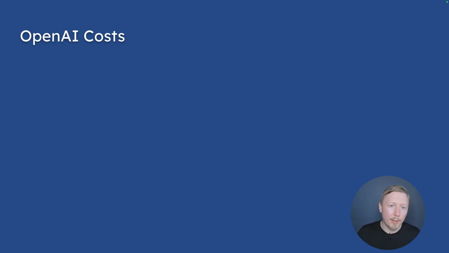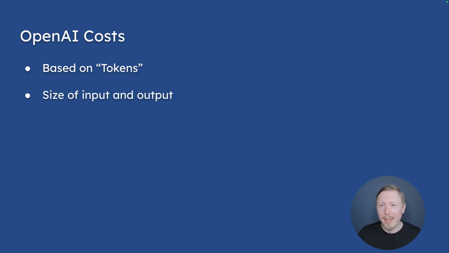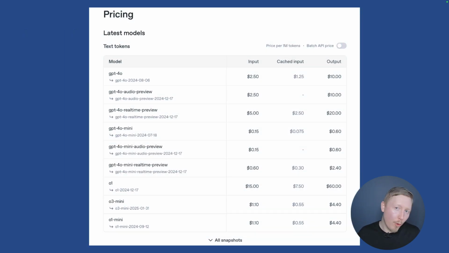Let's quickly go over some of the costs. So costs are based on tokens. Tokens are essentially the size of the input and the output from the chatbot. So generally the rule is that you have 4 characters per token. So every 1 token allows you to send 4 characters essentially.